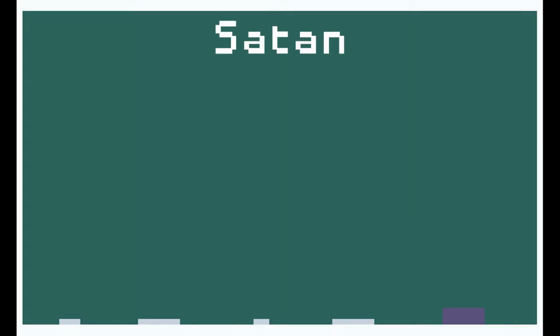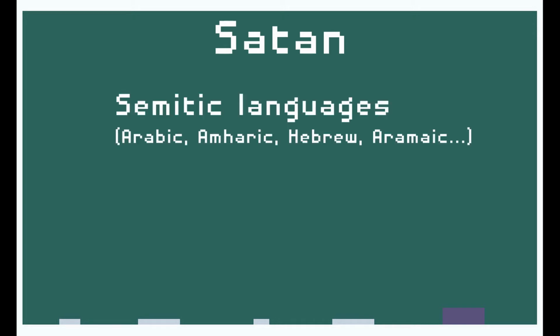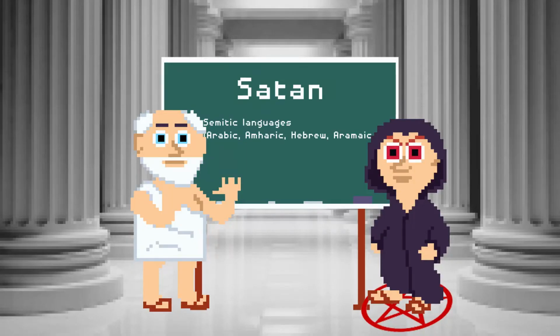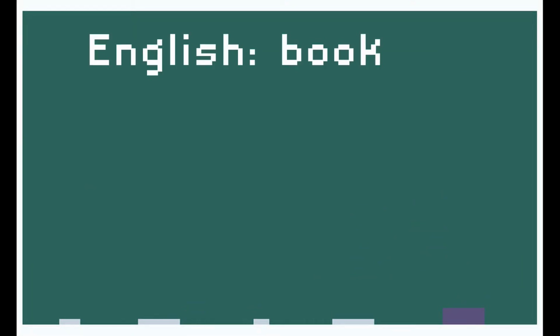The word Satan comes from Hebrew. If you know anything about how words are formed in Semitic languages, that won't be surprising. These languages have what nerds call non-concatenative morphology, which is just a fancy way of saying that words aren't changed by adding suffixes as they are in languages like English. Instead, these languages have isolated consonants that form a root meaning, and then the intervening vowels are changed to make specific words.